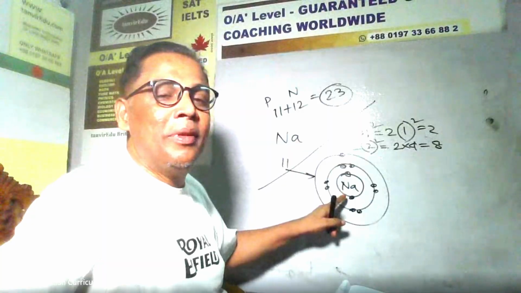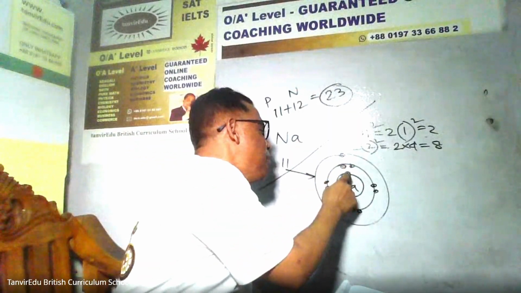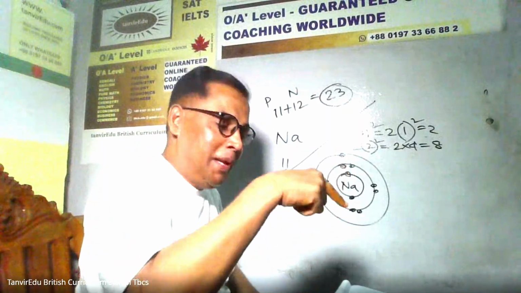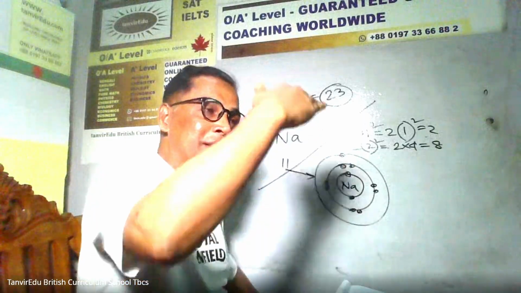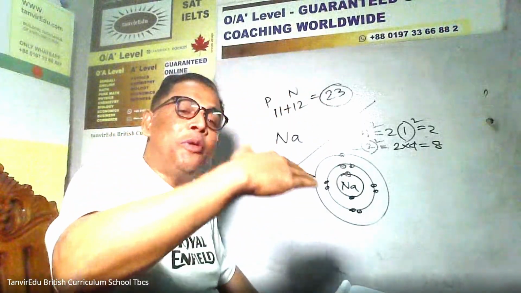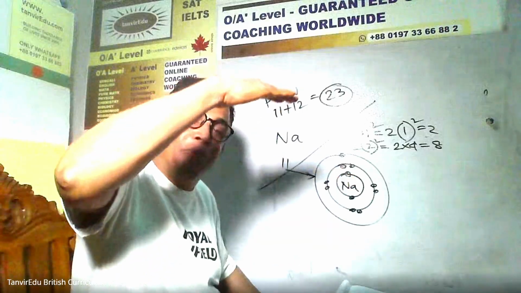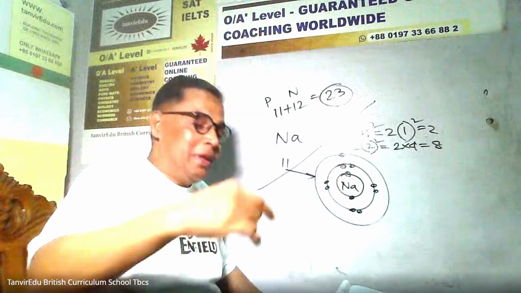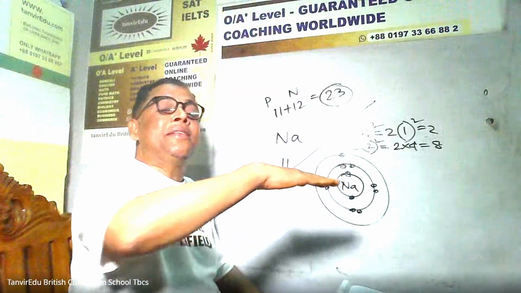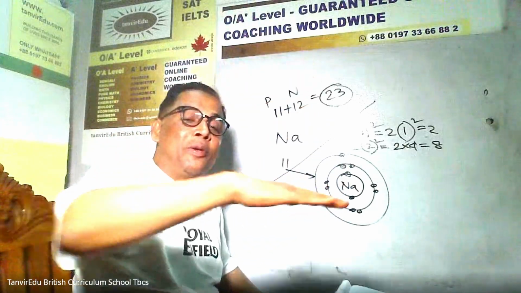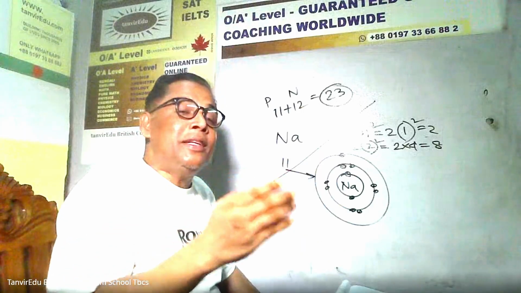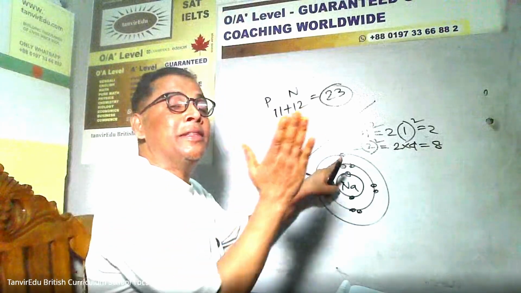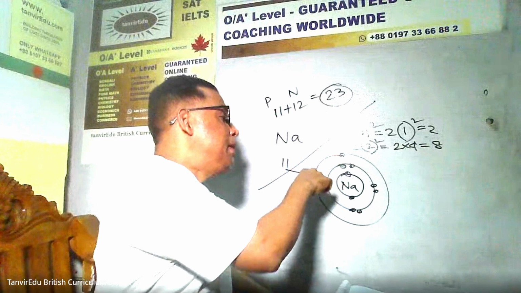Suppose sodium, the number of shells is 1, 2, 3. Please try to see in the periodic table. Sodium exists at the 3rd level. This is called period and this is called group. See, sodium exists in period 3. Because the outer shell is 1, it exists in group 1, but period 3.